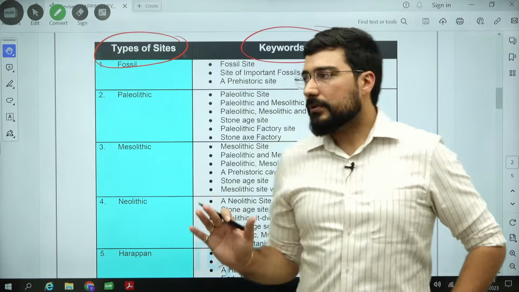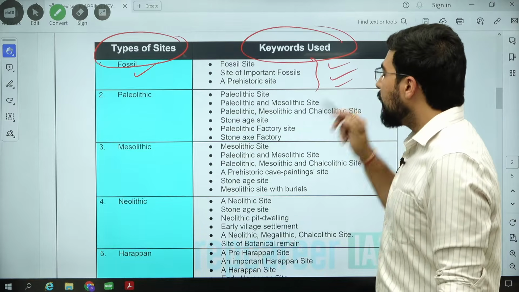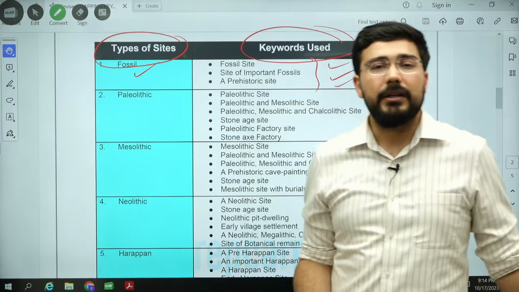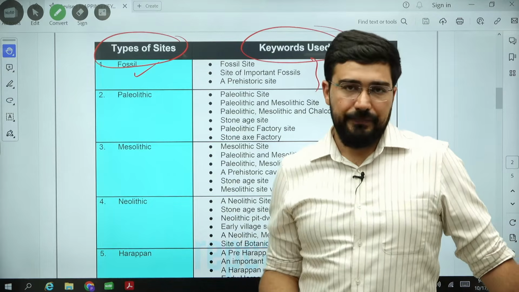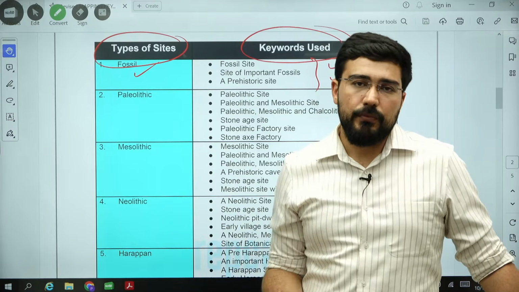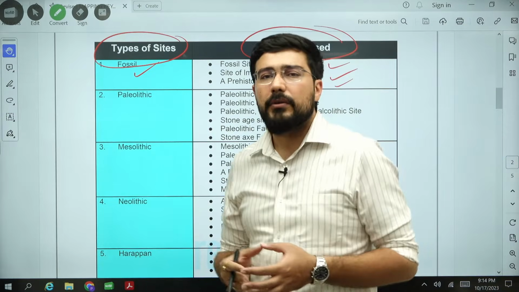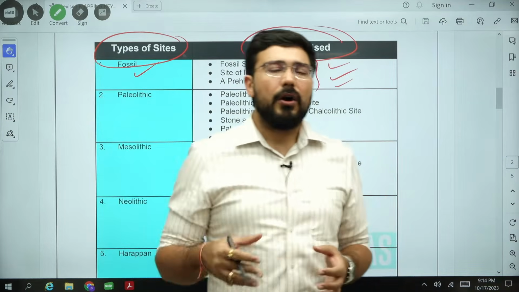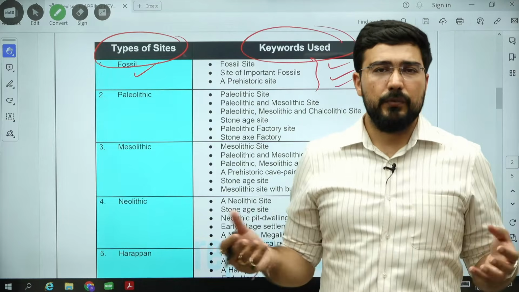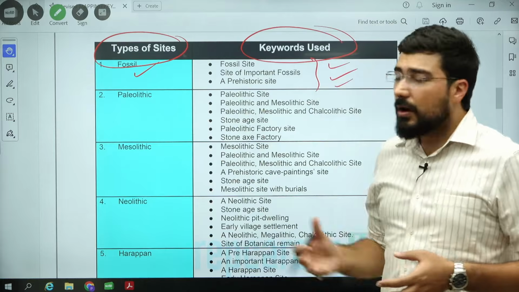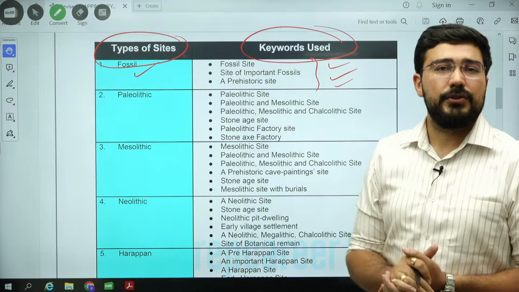Alright, suppose whenever they ask about a fossil site, the keywords that they can use are fossil site, site of important fossils, even a prehistoric site, because keywords should be able to qualify. If they're able to qualify more than one site, you can use it. Like suppose if somebody is talking about Hathnora as a fossil site, or Odai is also a fossil site in Tamil Nadu, or Pune around the Mula Mutha river, that is also a fossil site. So fossil sites, these are the keywords which can be used by UPSC.